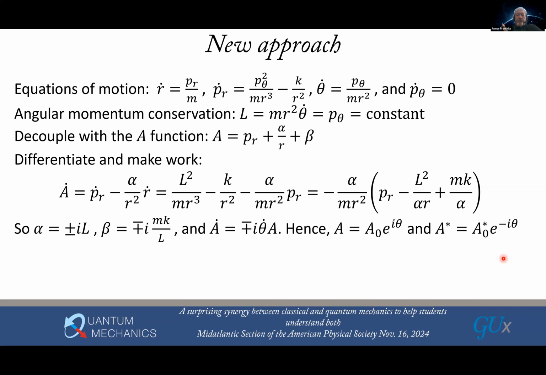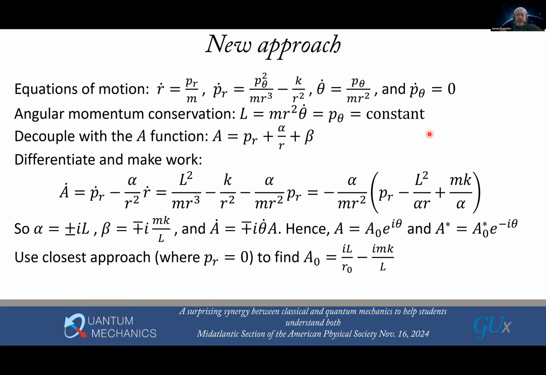Now, how do I get the orbit? To get the orbit, I have to go back to the definition of the A and solve for 1 over R. But before I do that, I have to determine what the A0 is. So to find the A0, we work at the point of closest approach. At that point, there's no radial momentum, so that term is 0. And at closest approach, R will equal R0, the distance of closest approach. And so A0 takes this form. Notice that it is purely imaginary.